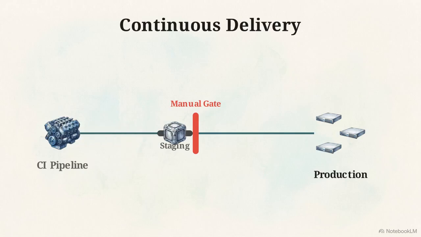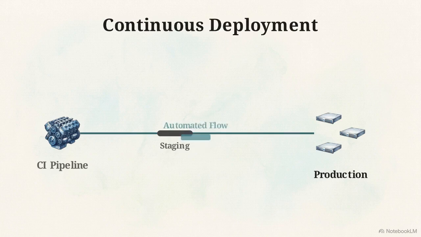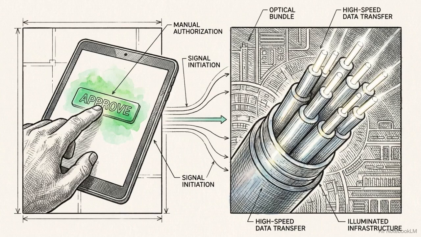The first is continuous delivery. The artifact is staged, but a human must manually approve the final push to production. The second pathway is continuous deployment. Here, successful builds push to live servers entirely without human intervention. This architectural choice dictates an engineering organization's core speed. Teams must choose how they balance manual oversight against pure operational velocity.